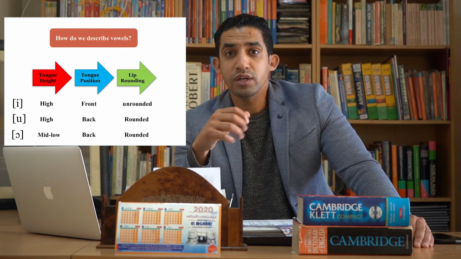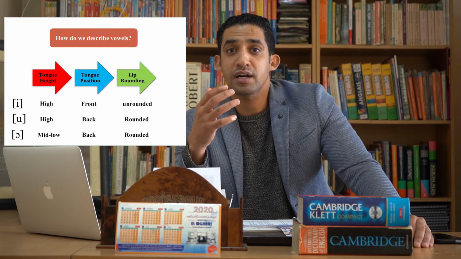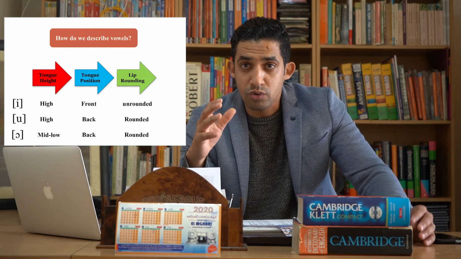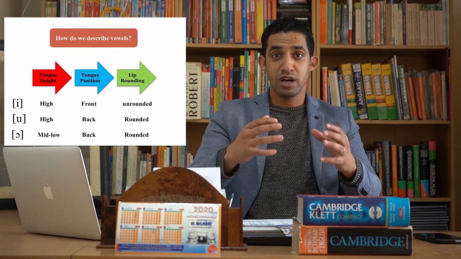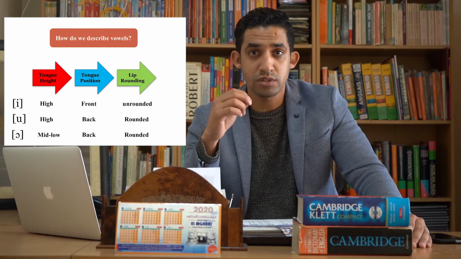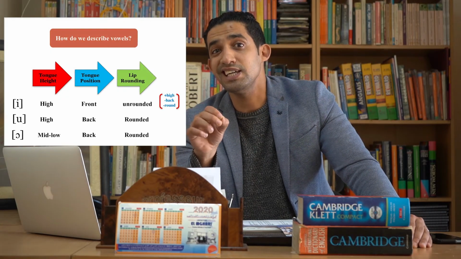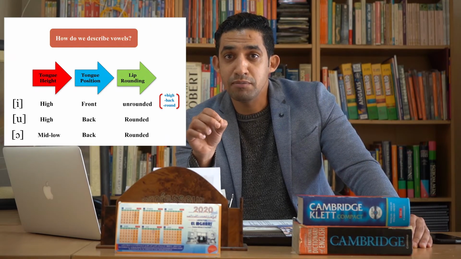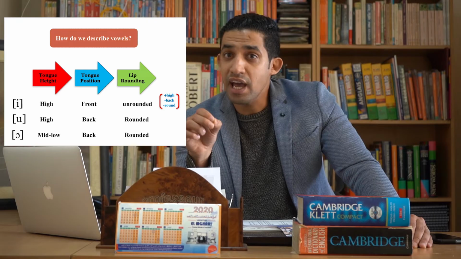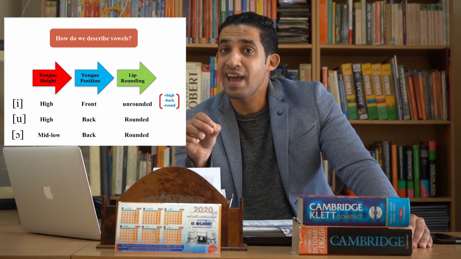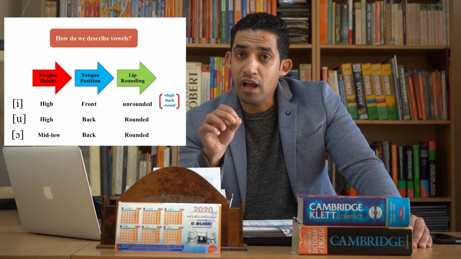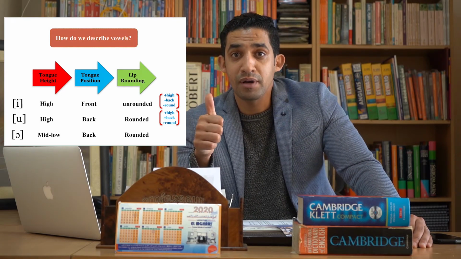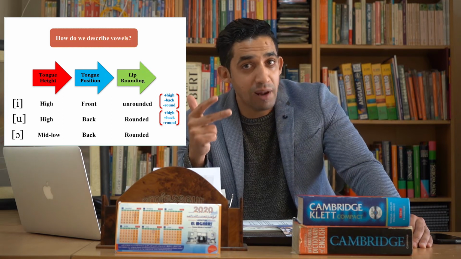And the vowel O is a mid-low, back, rounded vowel. So to describe the distinctive features for these vowels, we can say simply that E is plus high, minus back because it's front, and minus round because it's unrounded. As far as U is concerned, U is also plus high, but it's plus back and plus round.